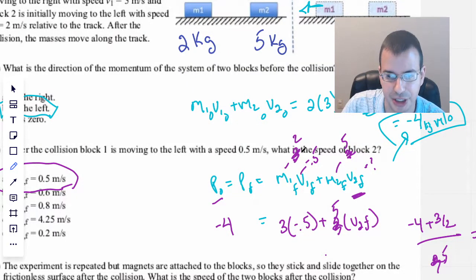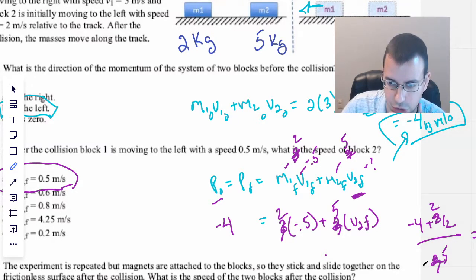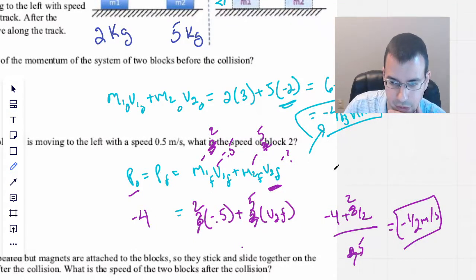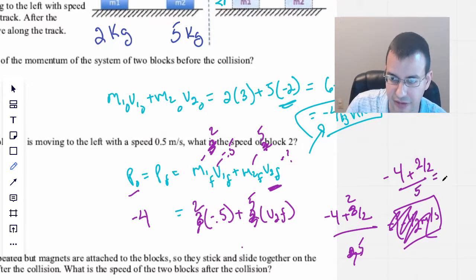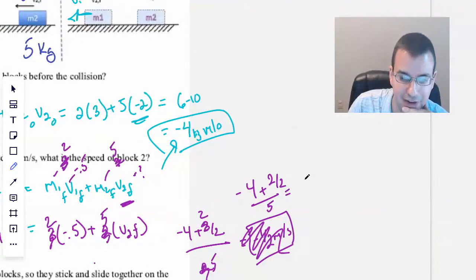I think I messed up right there. So this should be a 2. That should be a 2. So we have negative 4 plus 2 over 2 over 5, which gives us negative 3/5, which is negative 0.6. Okay.